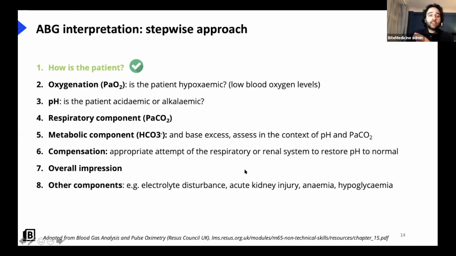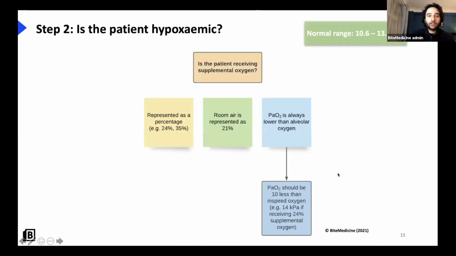Now, the next thing we need to think about is oxygenation. And the main question we're asking is, is the patient hypoxaemic, i.e. do they have low blood oxygen levels? Now, a few key concepts before we can answer that question. Well, the first thing is obviously knowing your normal range.